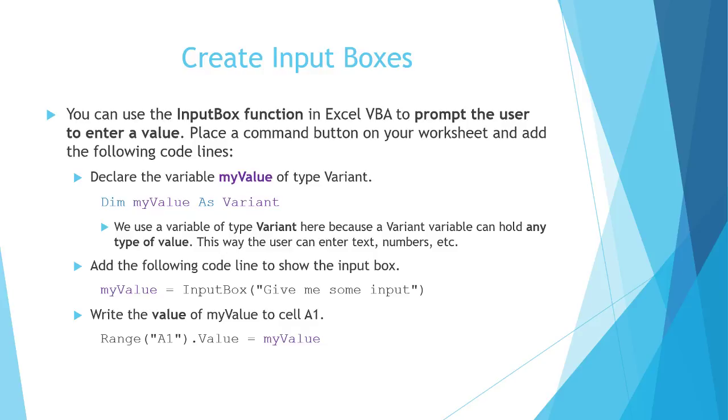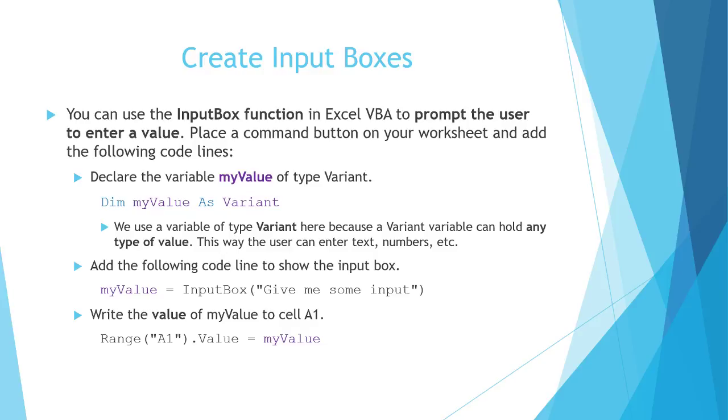So we're going to start out by declaring the variable myValue of type variant. The reason we're going to use variant here is because you can't trust people to do what you expect them to do or what you want them to do all of the time. It could be that they're going to type in a string of text, such as a name. It could be that they're going to type in a number, such as 1, 2, 3. They could just type in a bunch of random symbols on the keyboard. We don't know. So to hedge our bets, cover our bases, we're going to name the variant myValue.